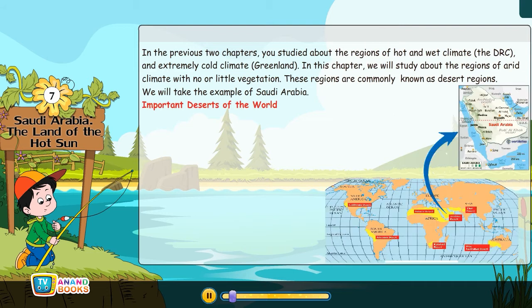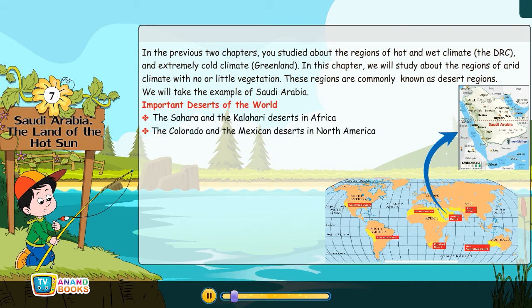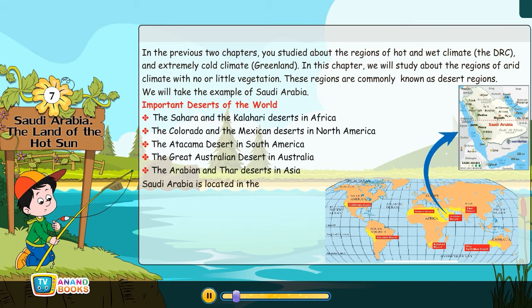Important deserts of the world. The Sahara and the Kalahari deserts in Africa. The Colorado and the Mexican deserts in North America. The Atacama Desert in South America. The Great Australian Desert in Australia. The Arabian and the Thar deserts in Asia.